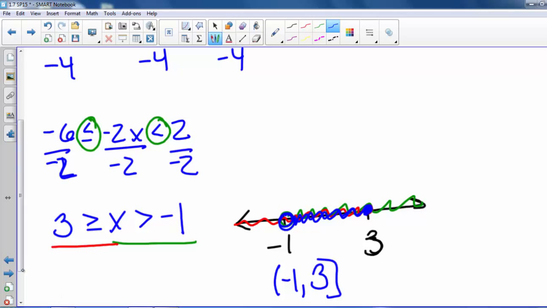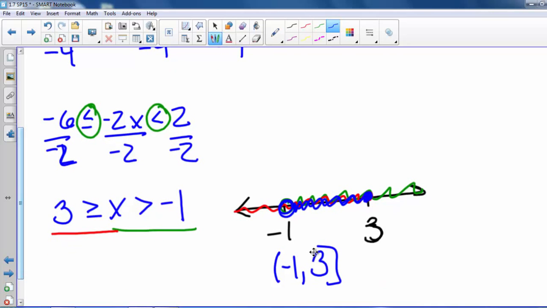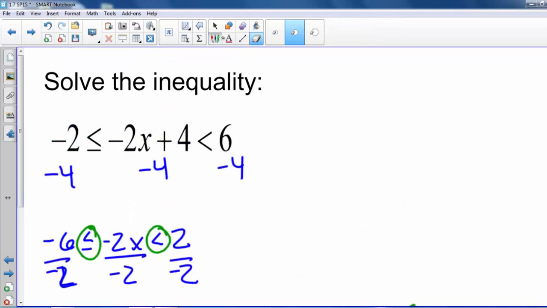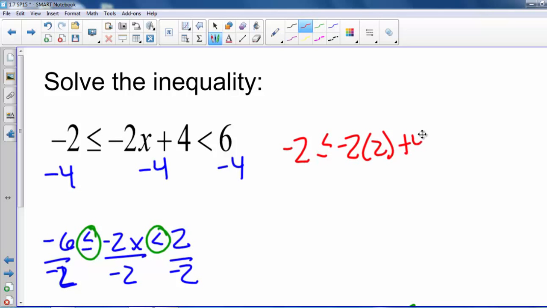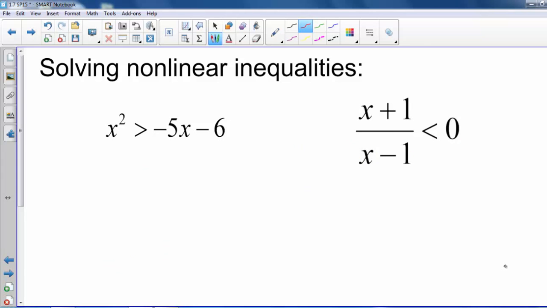And we could check our answer. What if we plugged in 2? 2 is between -1 and 3. So if we plug in 2, we should get a true statement. So -2 is less than or equal to -2 times 2 plus 4, which is less than 6. So is 0 between -2 and 6? Yes, that's true. So far we've only talked about linear inequalities, but now we're going to talk about nonlinear inequalities.